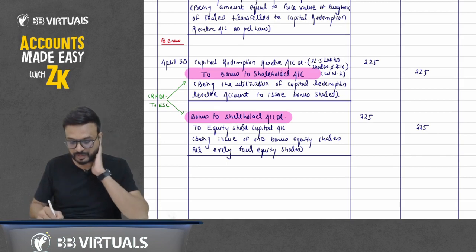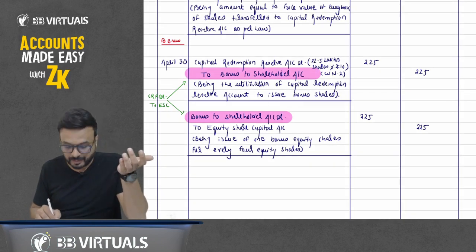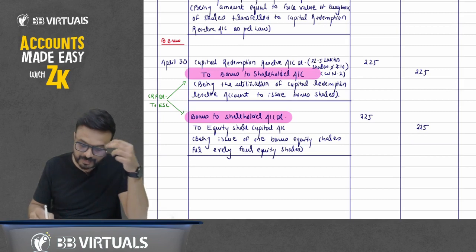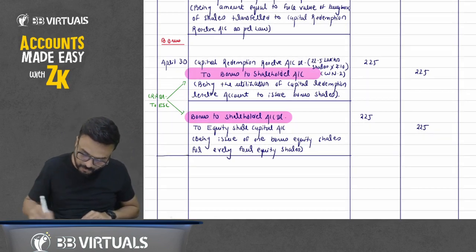Bonus to shareholder, first you have credited it, but you have to pass the entry like this only. We are liable to pay. So credit is an increase in liability, and then you have debited, a decrease in liability. So this is all about the journal entry that we have passed. Now remember one thing.